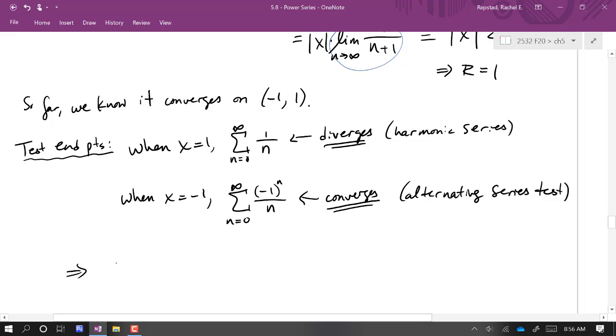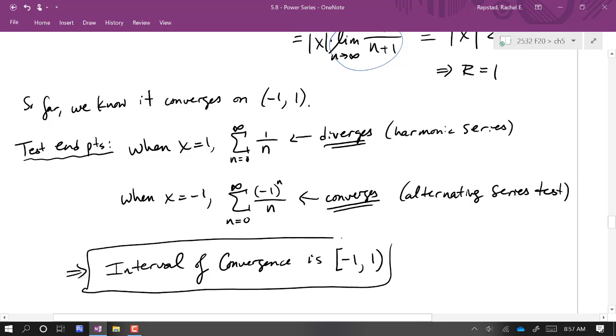And that means that the interval of convergence is, let's see, now we can include -1. We get convergence at -1, so that's closed on that side. We don't get to include +1, so it's open on that end. So there's our interval of convergence.